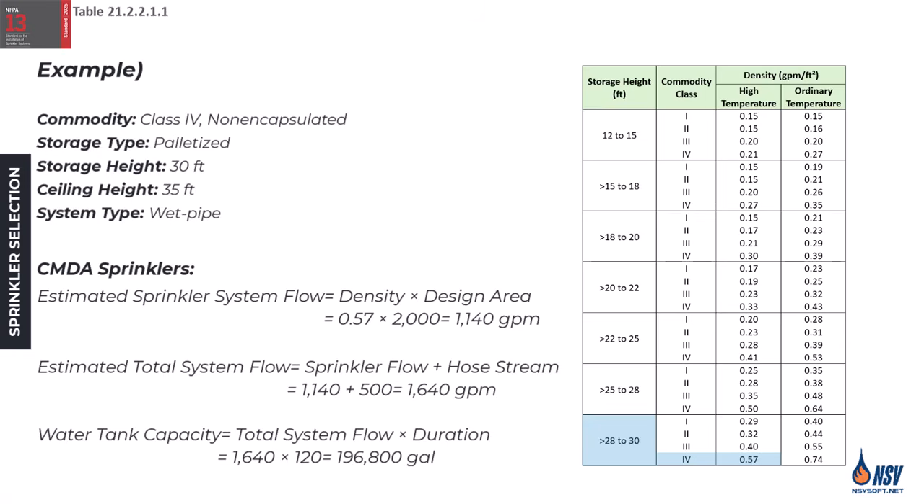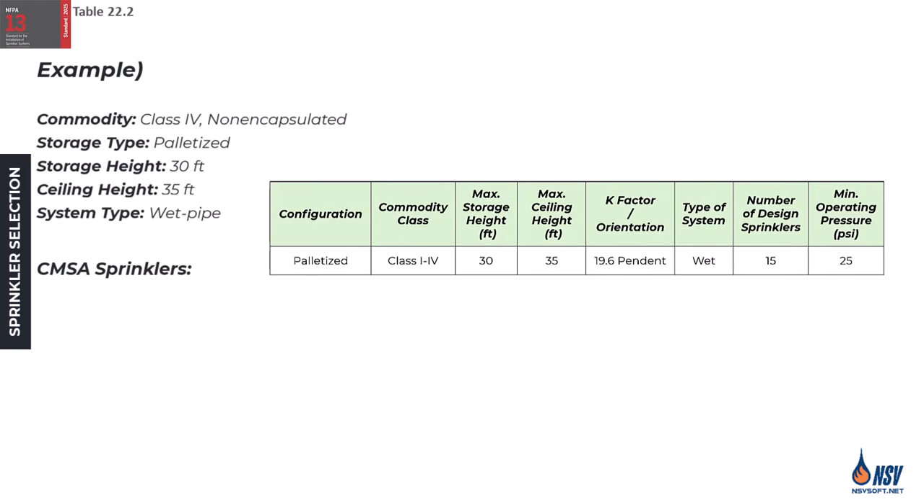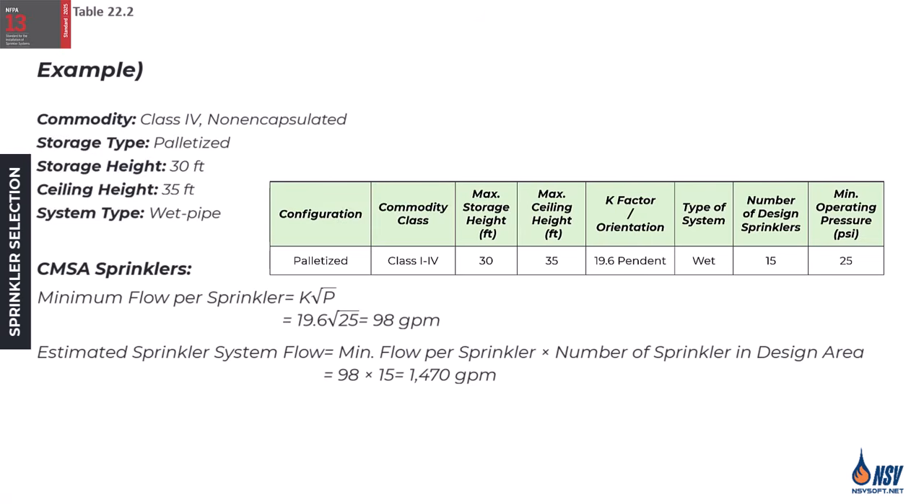196,800 gallons. For CMSA sprinklers, Table 22.2 outlines using K19.6 pendant sprinklers at a pressure of 25 pounds per square inch. The design area requires 15 sprinklers. First, we calculate the minimum flow for each sprinkler. Then multiply that by 15 to find a roughly estimated total flow of 1,470 gallons per minute.